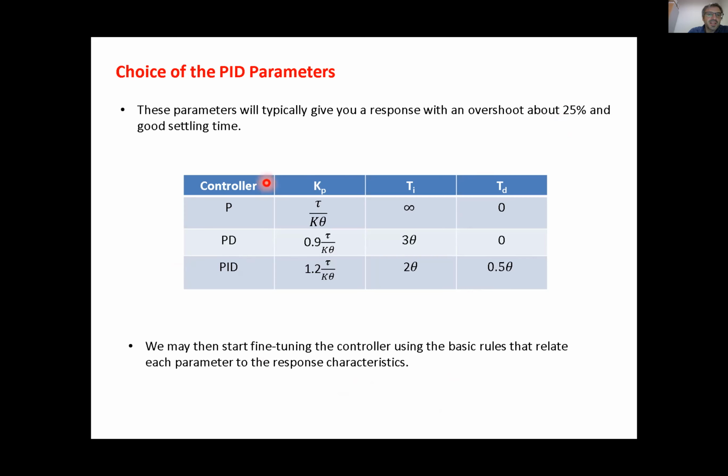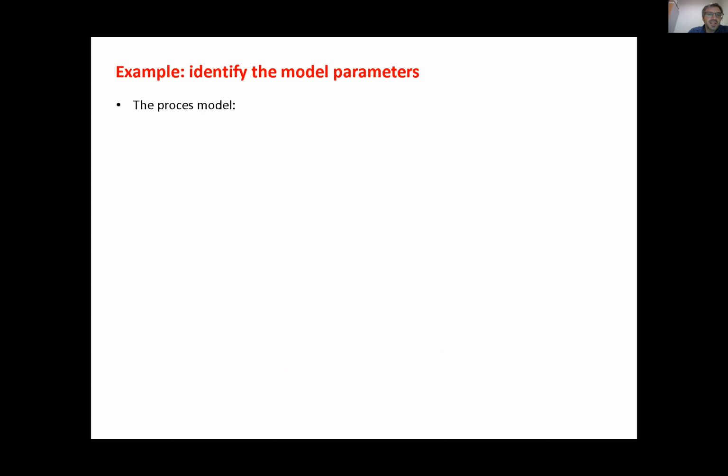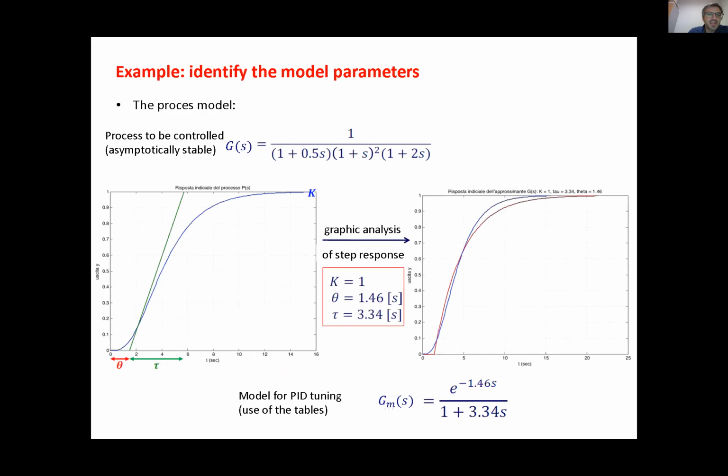This is a starting point to then start a fine tuning of the controller using the basic rules that relate each parameter to the response characteristics that we defined before. So this is just a starting point to give some values to the parameters of the controller. Then you can start to tune them better.